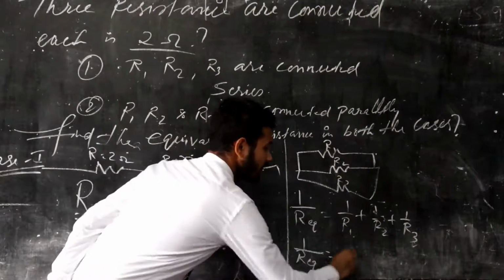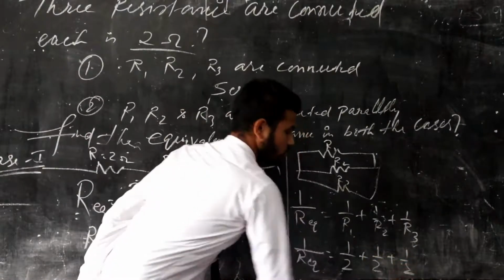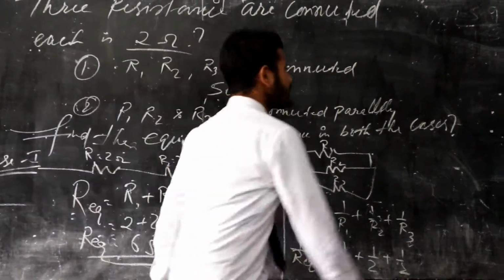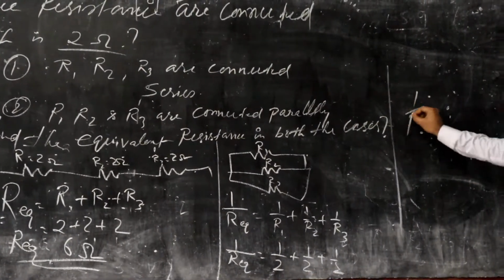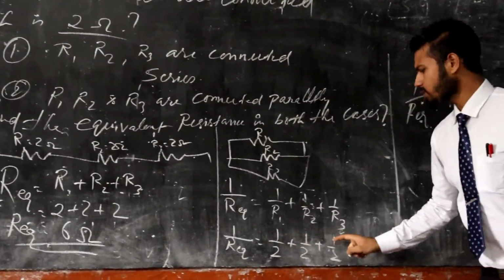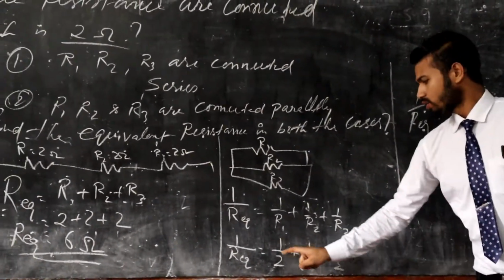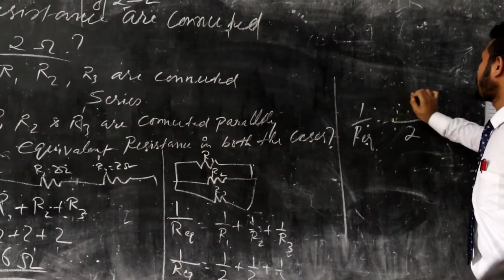1 by R1. What is R1? 2. So it is 1 by 2. Let us go on readily. What is the LCM of 2, 2? 1 by R equivalent is equal to, 2 is the LCM, so 2 over 2, 1 plus 1 plus 1. So 1 plus 1 plus 1, that I can put 3.